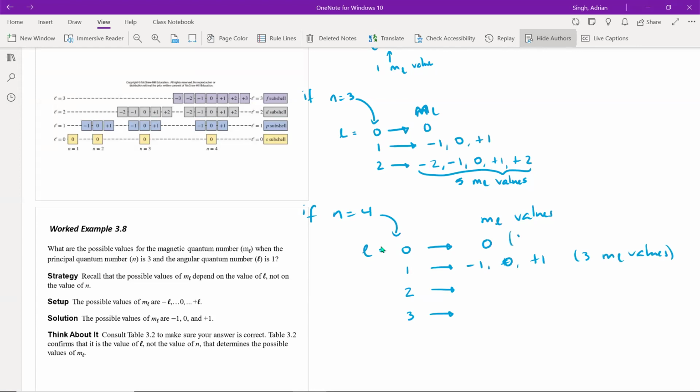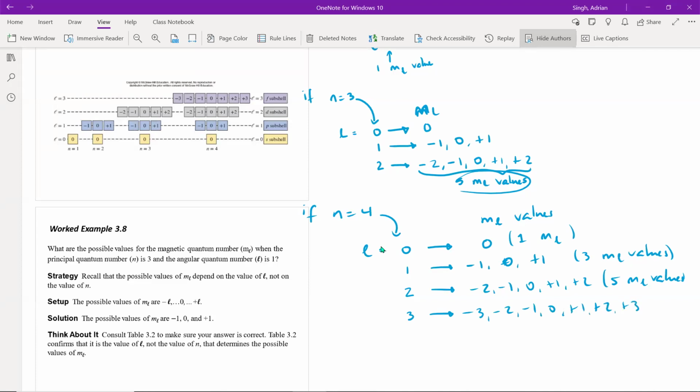For L equals 0, we only have 1 M sub L. For L equals 2, we have -2, -1, 0, +1, +2. So we have 5 M sub L values, just like we did in the example above. And now the only new thing is for n equals 4, we have another L value, L equals 3. Now we start at -3, we go -2, -1, 0, +1, +2, and then +3.